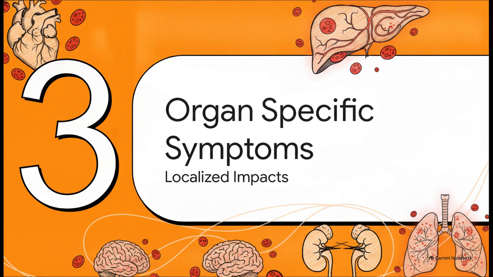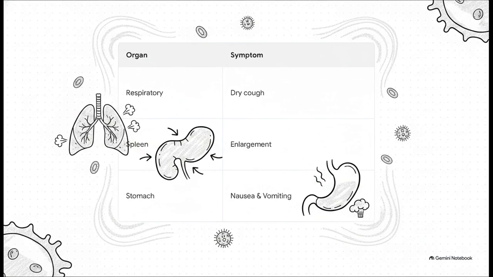Section 3. Localized, organ-specific symptoms. Guiding our attention even further down the anatomy, we can isolate these specific organ reactions, which makes all this dense information a lot more digestible. As the infection progresses, it's no longer just a general ache and a fever. We start seeing really targeted stress happening in the respiratory tract, the spleen, and the stomach.